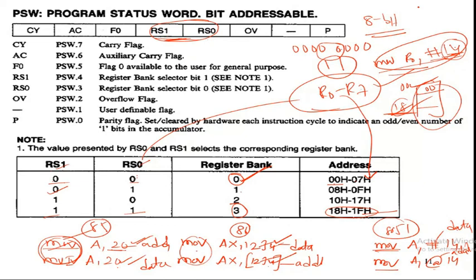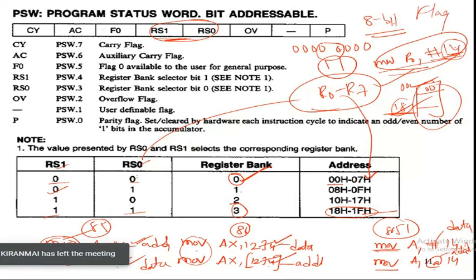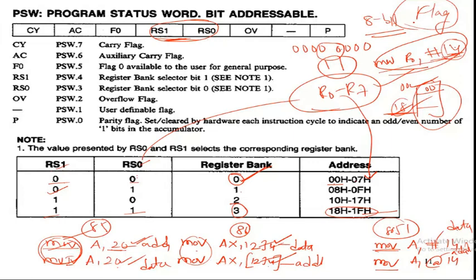Coming to the flags, what is meant by the flag? Generally the flag is used to define the status of your result. Suppose if you are having a carry, if you are having the 0, or if you are having the overflow bit, then like that we are going to define the flag. So how many flags are we having? Carry flag, auxiliary carry flag, overflow and parity. So we are having 4 flags, that is parity, overflow, auxiliary carry and carry flag.